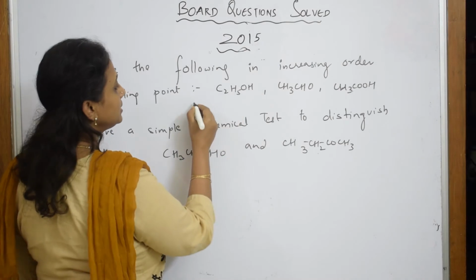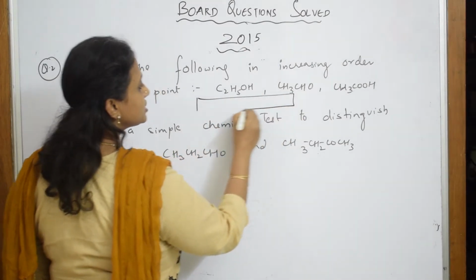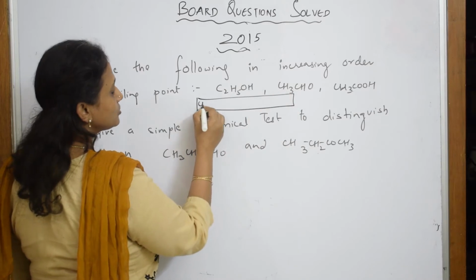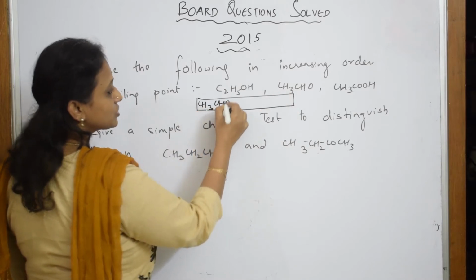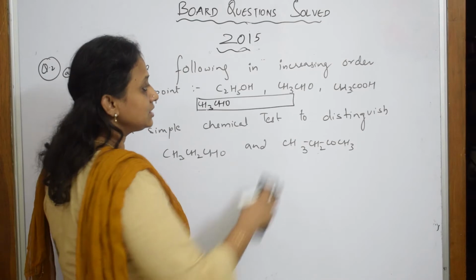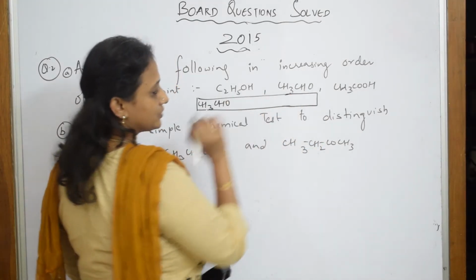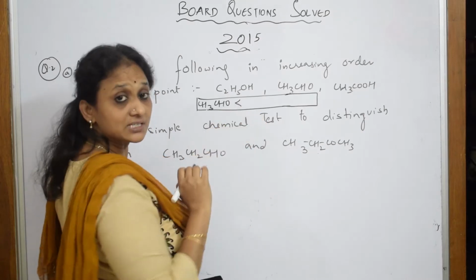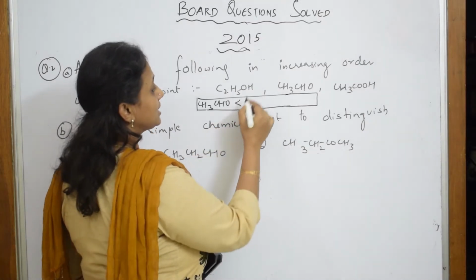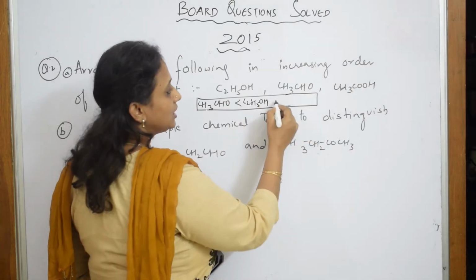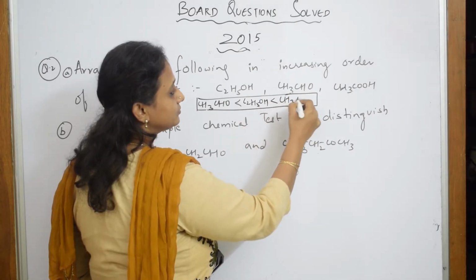So first thing, as the name suggests, you have to write the order. The least would be your aldehyde, CH3CHO. Please watch that video. It is almost a similar question. Only thing is they have just made it C2H5OH. So aldehyde will have lesser boiling point. Next comes your alcohol, due to only a single hydrogen bonding. Last would be your acid.